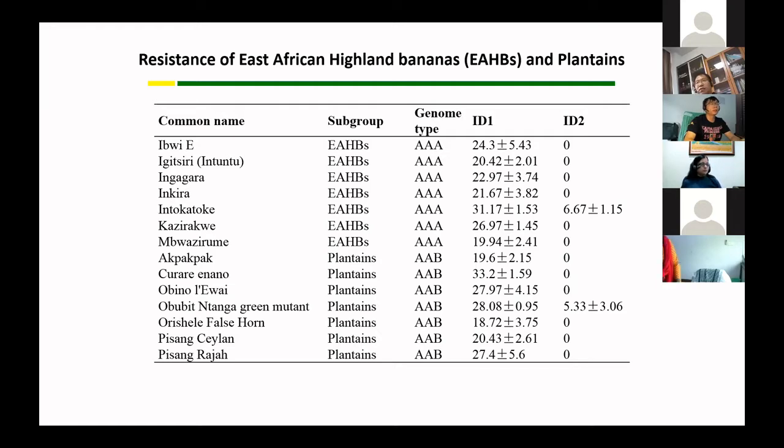It includes Highland bananas and plantain. So in this result of the Highland bananas and plantain, we will see 5 Highland banana and 7 plantain. It looks like the Highland banana and plantain are tolerant, or at least tolerant to TR4. This is quite good news for the countries who consume the Highland banana and plantain as their staple food.